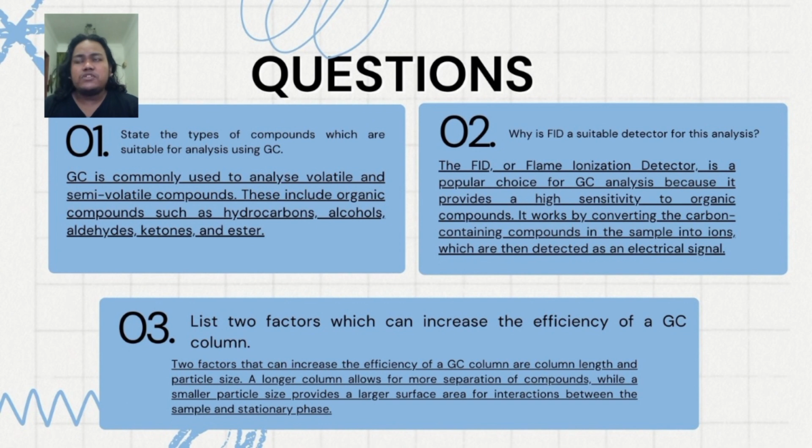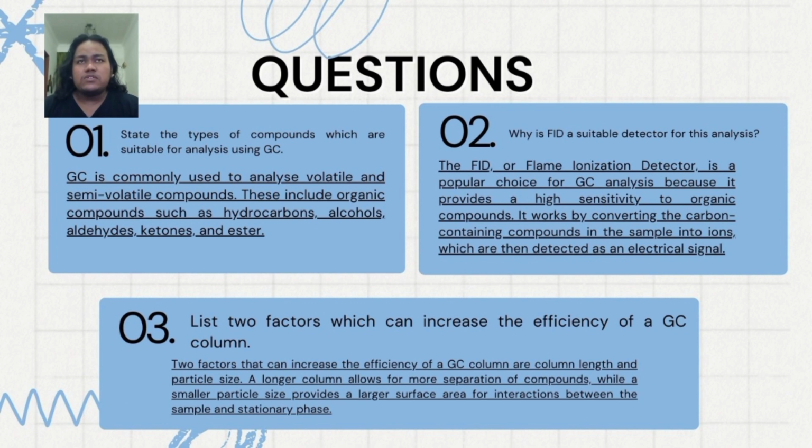Going through the questions, for the first question, it asks us to state the type of compounds which are suitable for analysis using GC. GC is commonly used to analyze volatile and semi-volatile compounds. These include organic compounds such as hydrocarbons, alcohols, aldehydes, ketones, and esters.